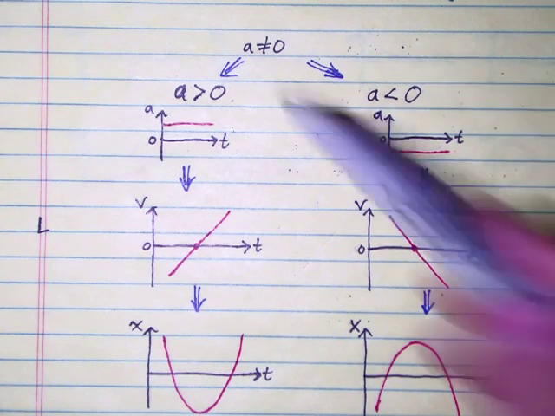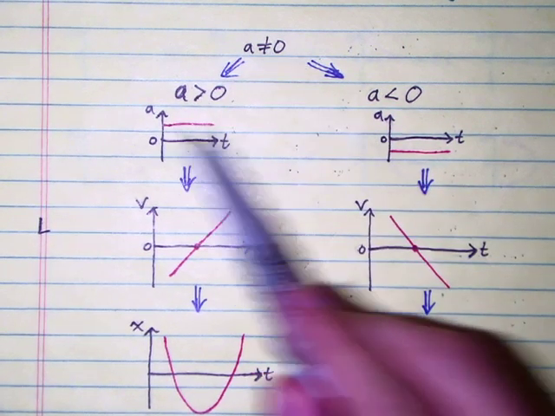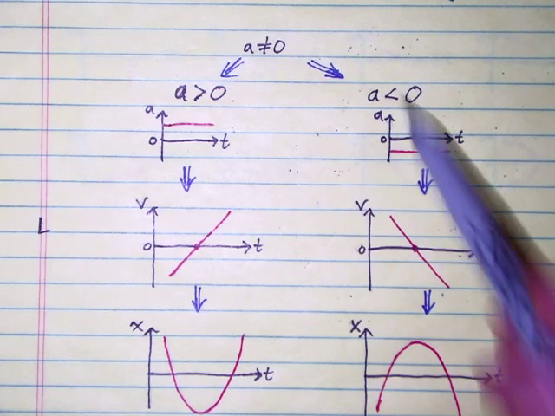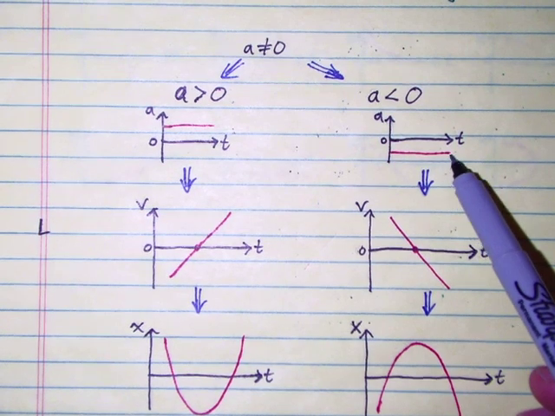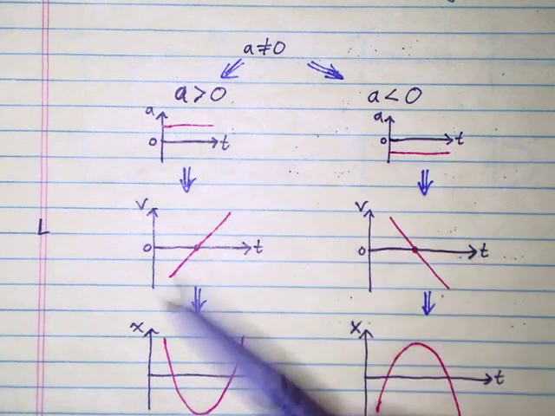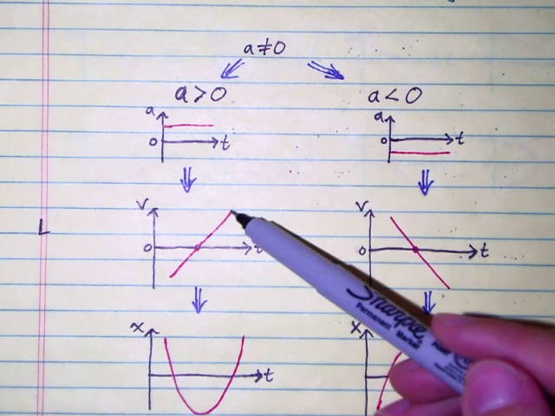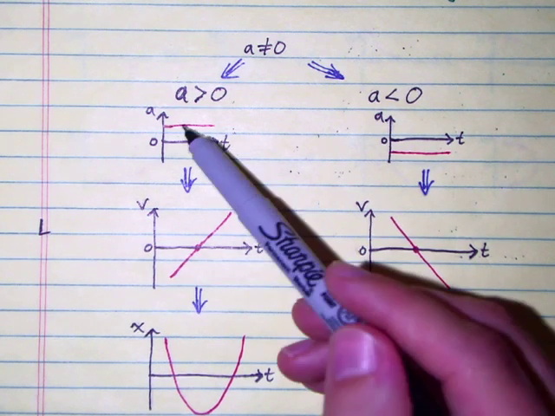So, acceleration is constant but not zero. That means it could either be a greater than zero constant, a positive constant, or it could be a negative constant. If the acceleration is positive, then our velocity versus time graph will look like this. It'll be linear with a positive slope. The slope here will be equal to the acceleration.